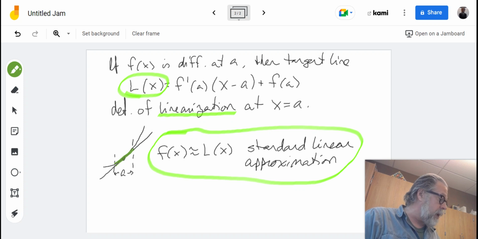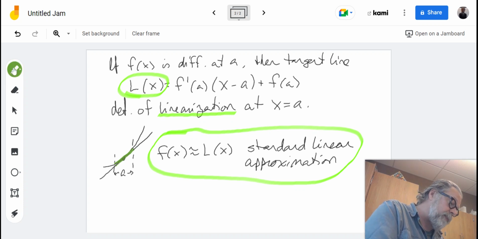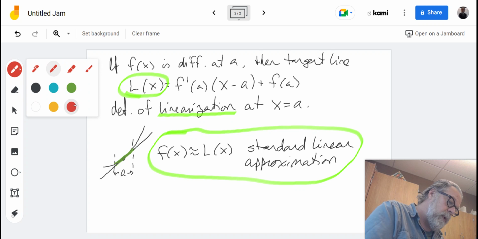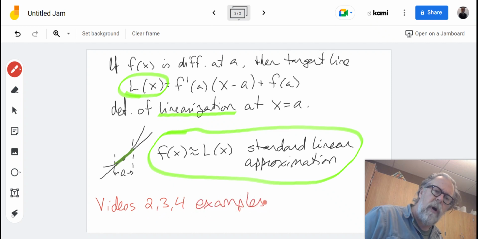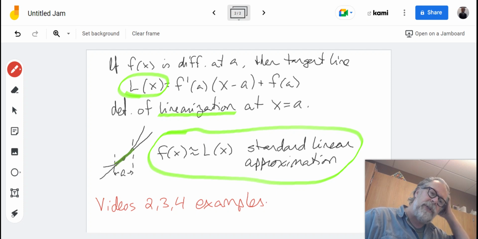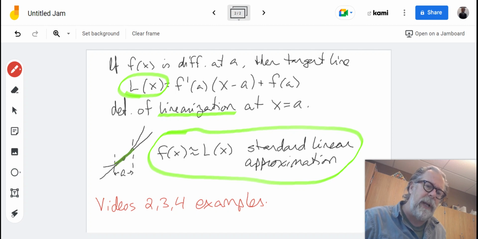So I'm going to stop there because I have another video, actually the next three videos. Videos 2, 3, and 4 are all going to cover examples of linearization. They're all fairly short videos. And so I'll leave you with that definition and let you dive into the next videos to look at examples of how we use this.